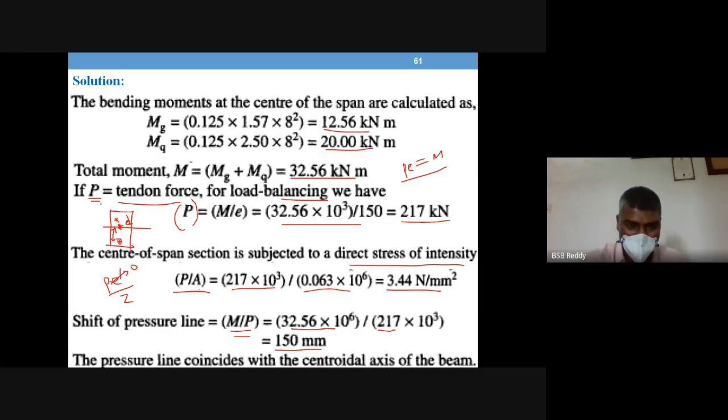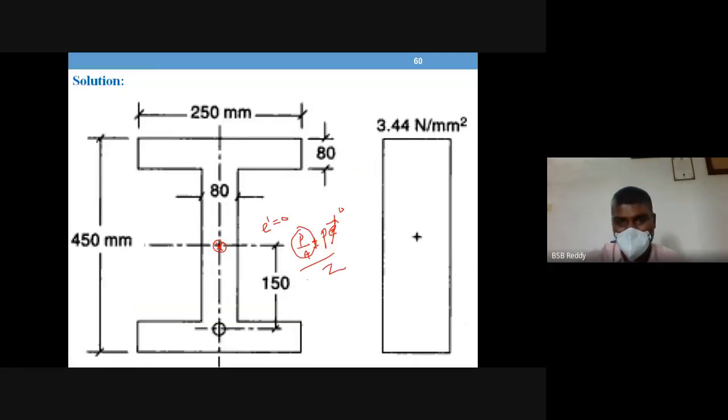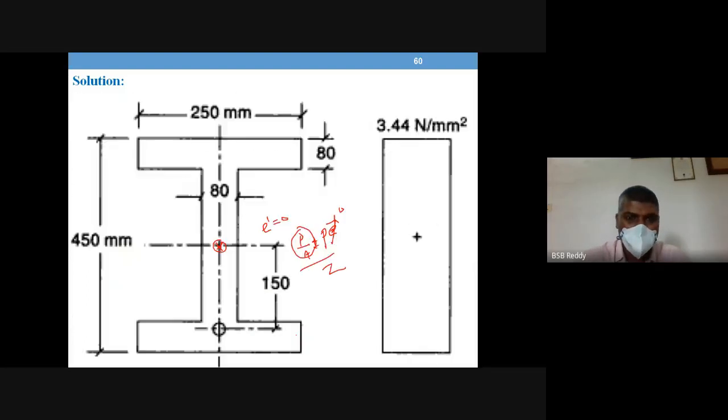Otherwise, no problem. You will be calculating P E dash by Z. Everything is available. Z is already calculated, and E dash you would calculate now. So that's how it is. If the shift of the pressure line is not 150 mm, then you will be having an E dash value. Because the eccentricity of the cable is given as 150, the E value, your lever arm is also equal to 150. That is how it is being matched in this case.